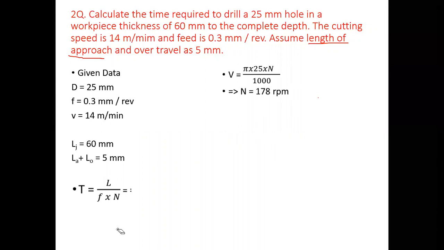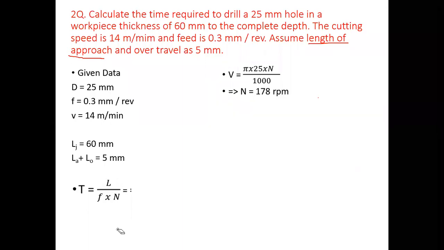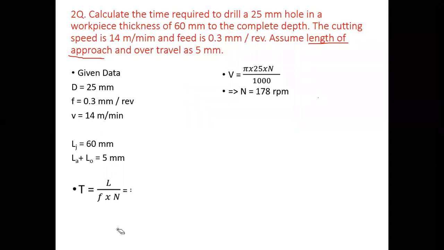So how to find N? We are given the cutting velocity. Cutting velocity you already know is V equals pi D N divided by 1000, because it's given in meters. V is given as meters per minute, and the diameter is given in mm, so either the mm has to be converted into meters or the meters into mm. So 14 meters per minute is equal to pi D N, where D is 25 mm, converted into meters by taking 25 divided by 1000.